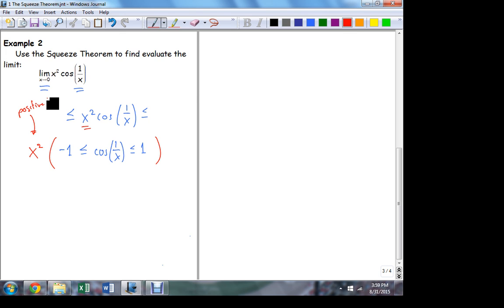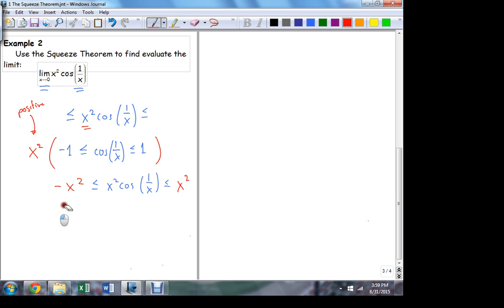I'll multiply this entire expression by x squared, and what do I get? Well, I get exactly what I wanted. I get the cosine, the function I'm trying to measure, being squeezed between two values. The only question is, do I actually have limit values for these two ends? What is the limit as x approaches zero for the two endpoints?